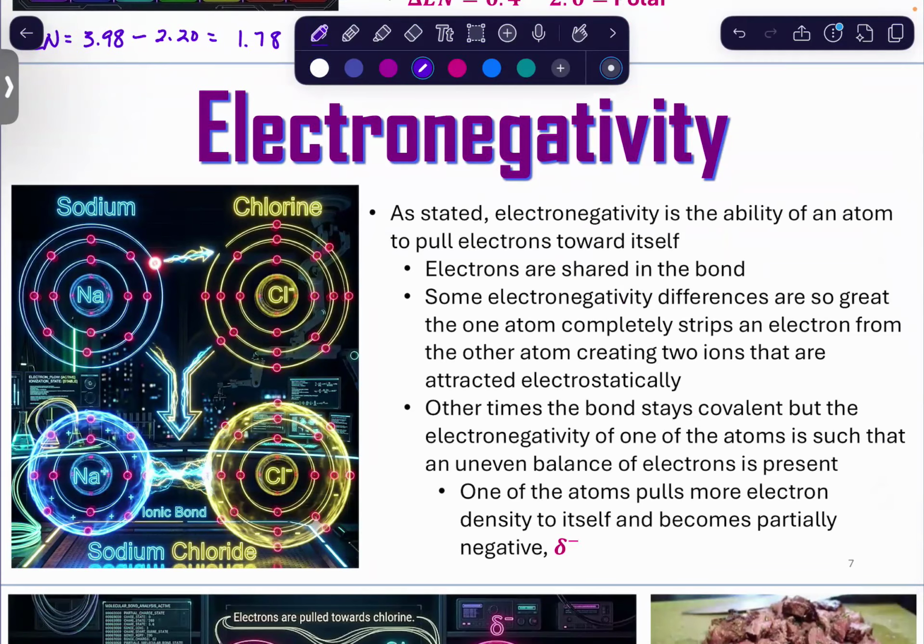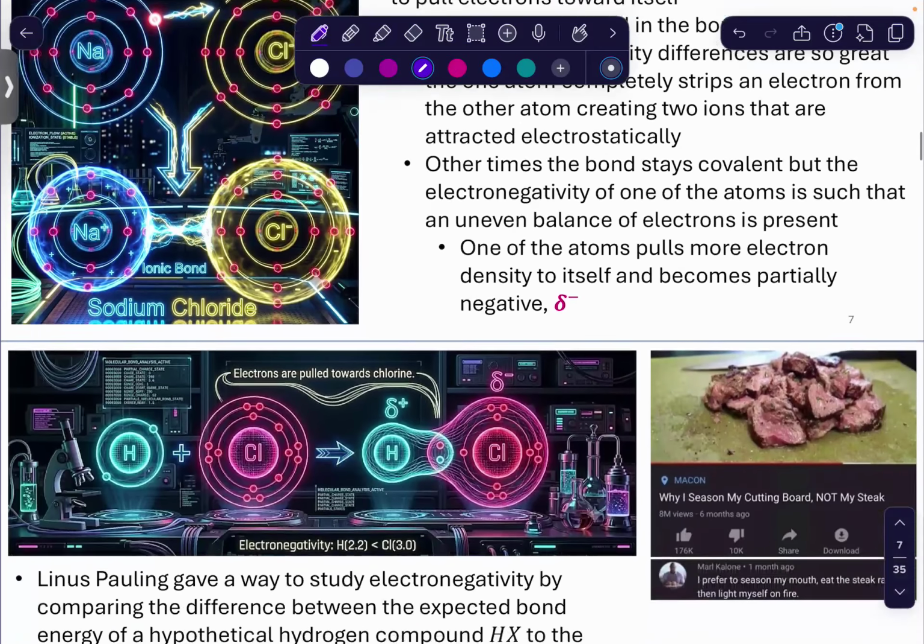So again, electronegativity is the ability of an atom to pull electrons towards itself in a bond. Some electronegativity differences are so great that one atom completely strips electrons from the other one, forming positive and negative ions that will then attract via electrostatic attraction. So that'll be your ionic bond. In polar bonds, you'll have one atom that's so electronegative it pulls the majority of electrons towards itself. That's where you start to get your delta negative regions, your delta positive regions. So this is going to be based on electronegativity.